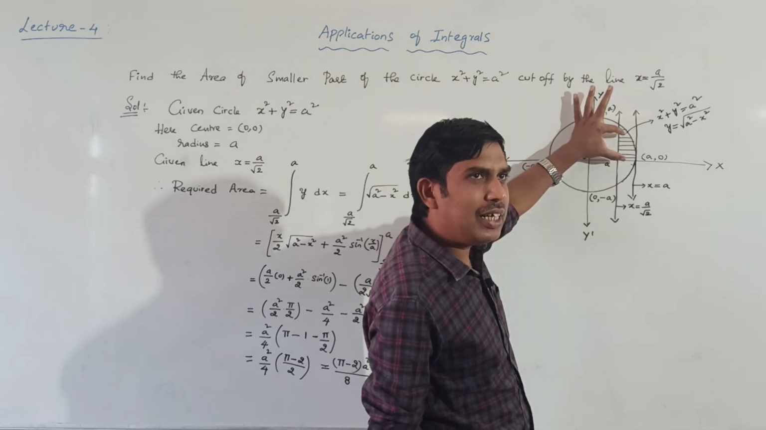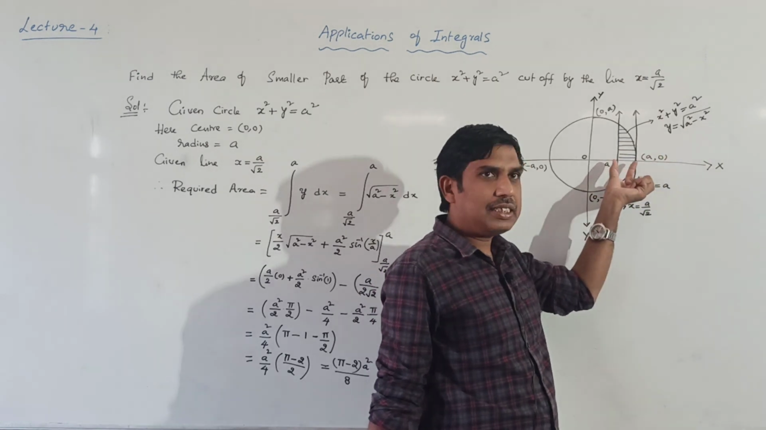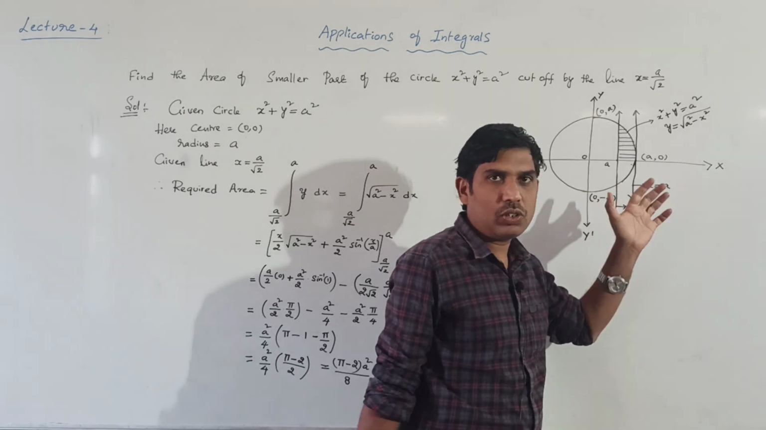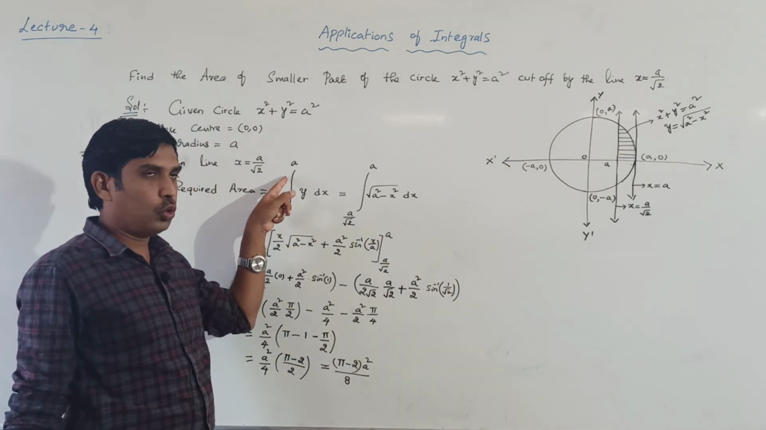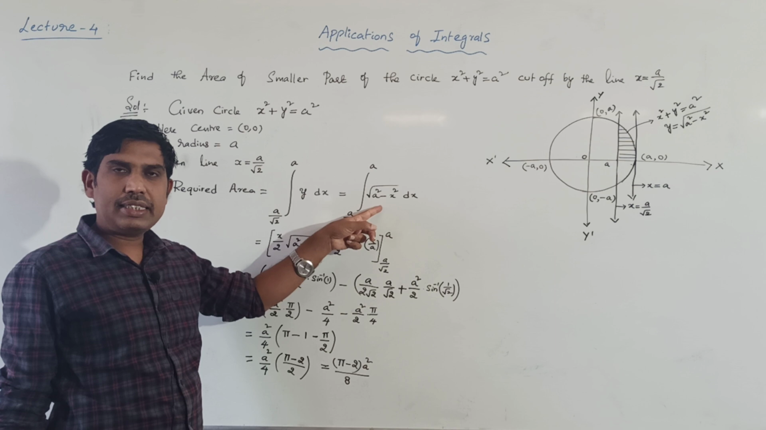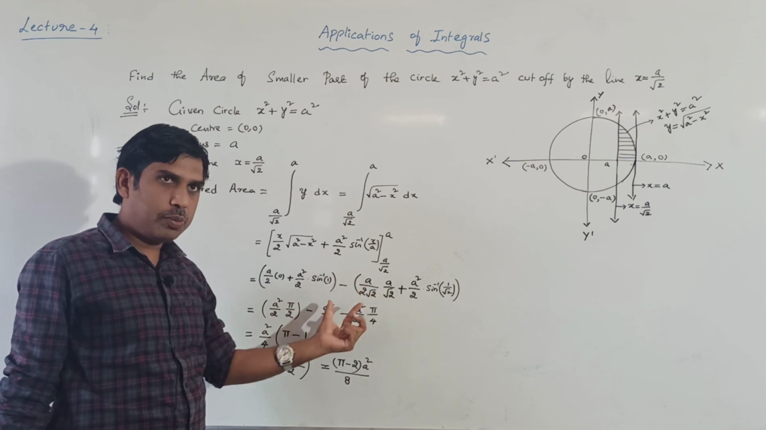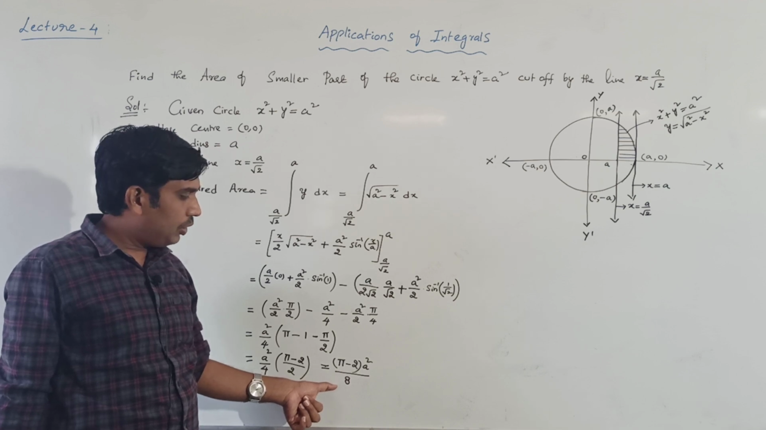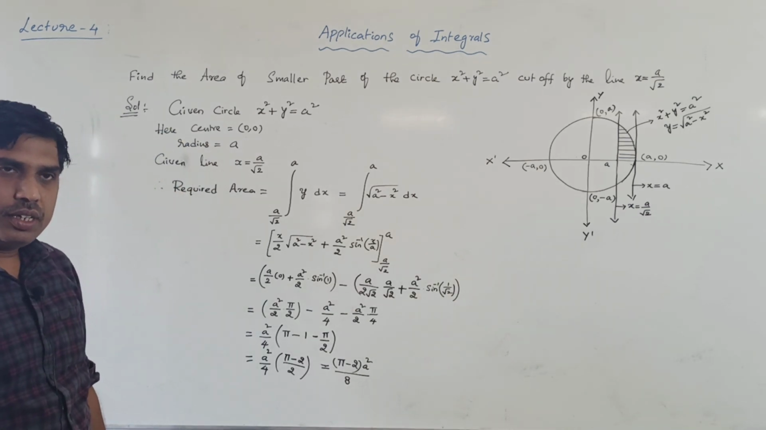So this shaded part is bounded by the curve y is equal to f of x with the x-axis between the limits x is equal to a by root 2 and x is equal to a. So the required area is the integral from a by root 2 to a of y dx, replacing y from the curve root over a square minus x square. Apply the formula, upper limit minus lower limit. Simplifying, finally we get the required area as pi minus 2 into a square by 8. Understood?